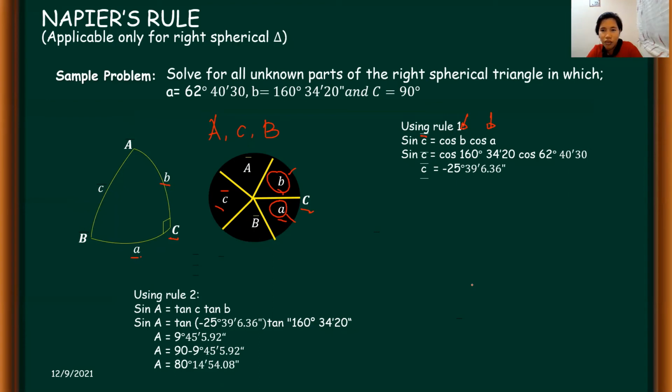So is that our final answer? This 25? The answer is no. Since we are looking for C, hindi yung C bar. Yung nakuha natin na value is only C bar. So to compute the value of C, we need to take the difference of C bar and 90 degrees. So to compute this C, 90 minus the value of the C bar. So that is equivalent to 115 degrees, 39 minutes, and 6.36 seconds. Okay.